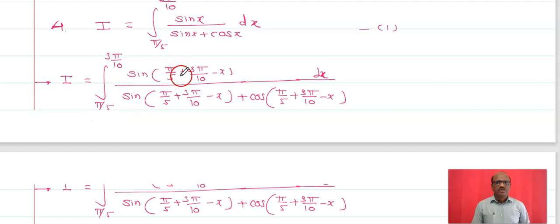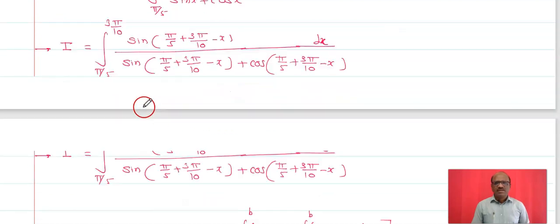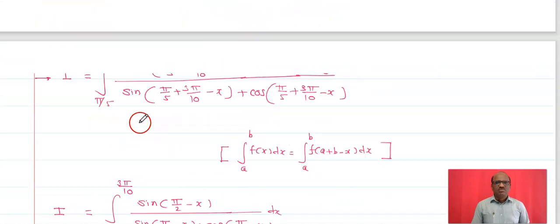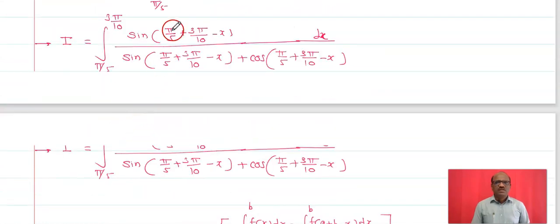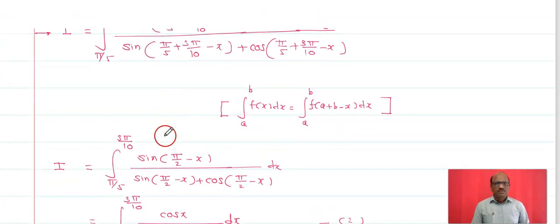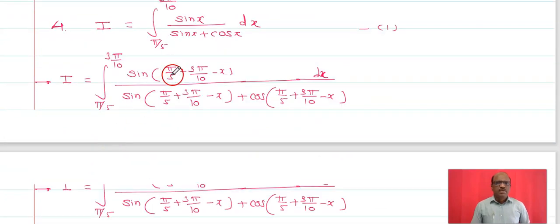By using this property, that is the integral pi by 5 to 3 pi by 10 sin of (pi by 5 plus 3 pi by 10 minus x) upon sin of (pi by 5 plus 3 pi by 10 minus x) plus cos of (pi by 5 plus 3 pi by 10 minus x) dx. Evaluate this. See here, that is pi by 5 plus 3 pi by 10.